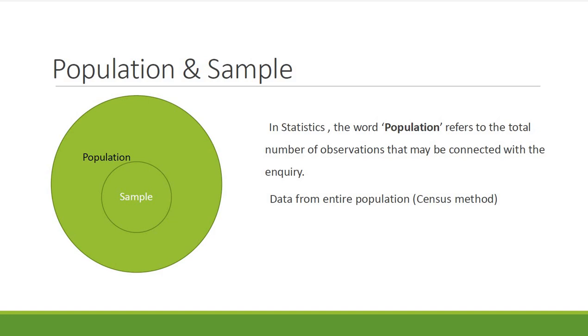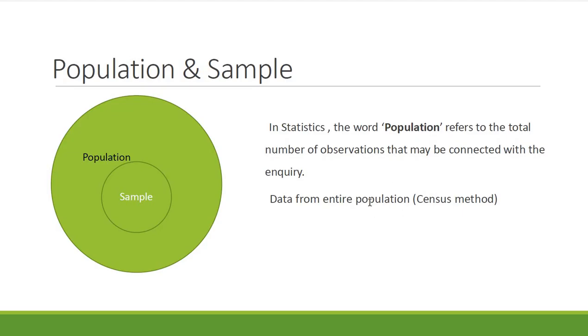In statistics, the word population refers to the total number of observations or items that are connected with an inquiry or investigation. Let us see an example. If we are interested in knowing the average hemoglobin level of the girls studying in standards 9 to 12 in a particular school, then all the girls studying in each of these classes will constitute our population. So if there are 40 students in each class, the population for this investigation will be 160, 40 into the 4 classes. And we can collect the data from the entire population in this particular investigation.